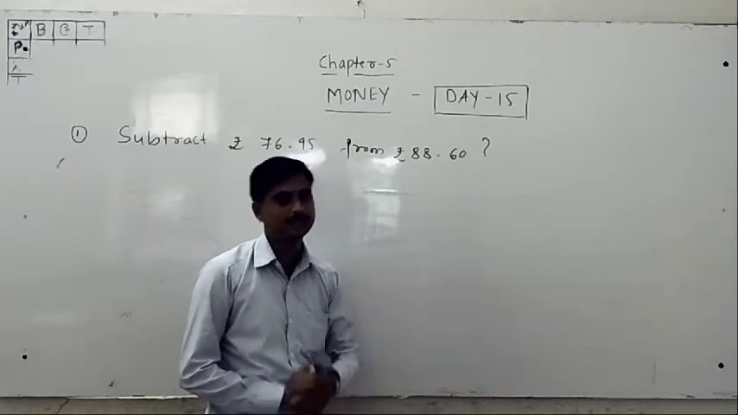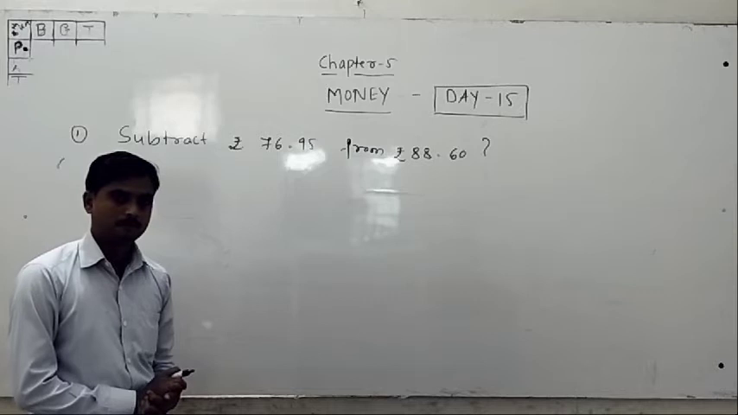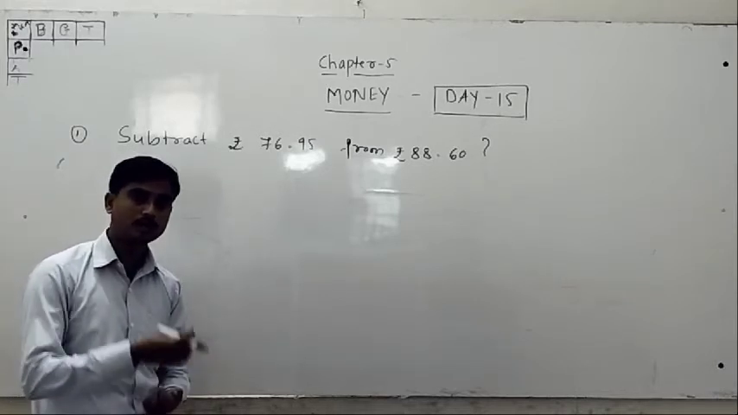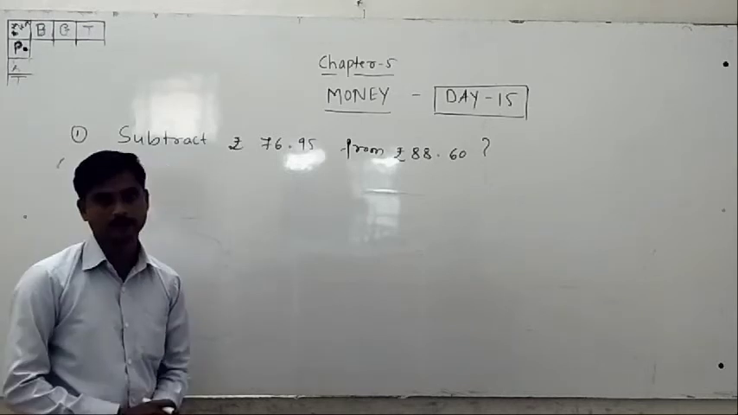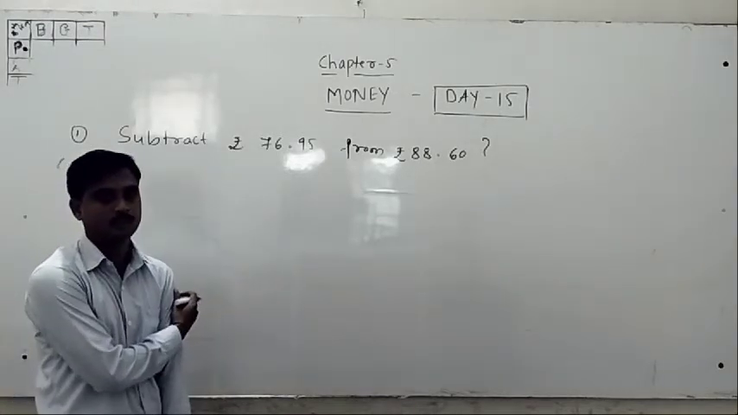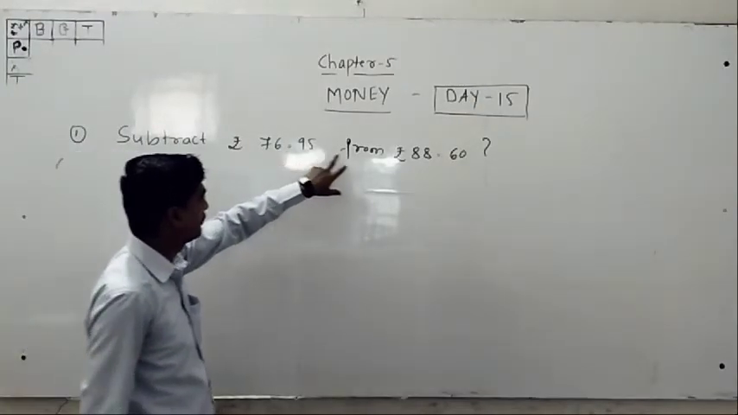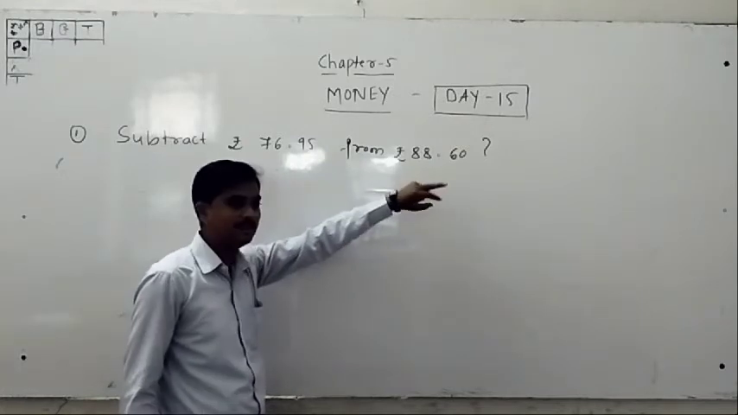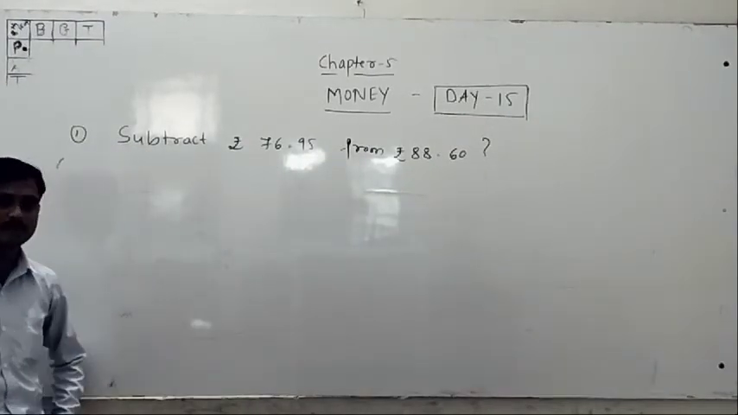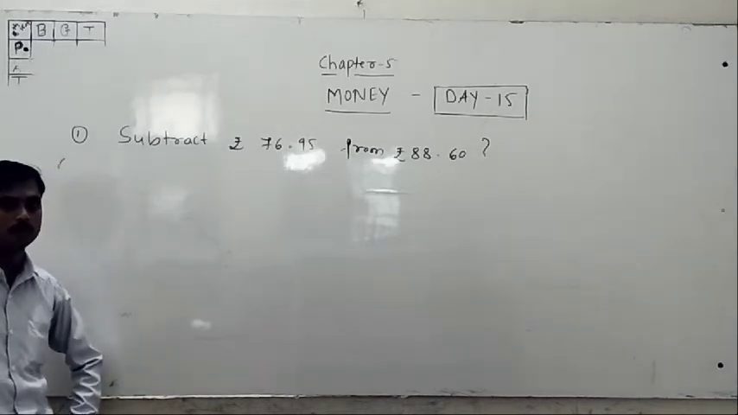They say subtract. The question is very easy, but understanding is very tough. You have to read the question and understand it. Then you have to solve the problem. First of all, subtract 76.95 from 88.60. Subtraction is always done from the bigger number to the smaller number.